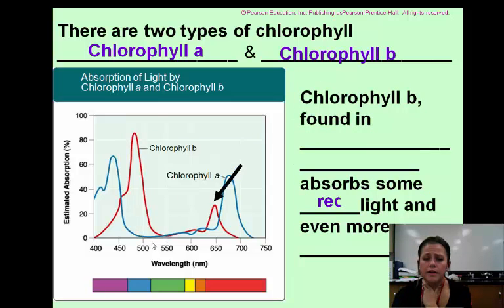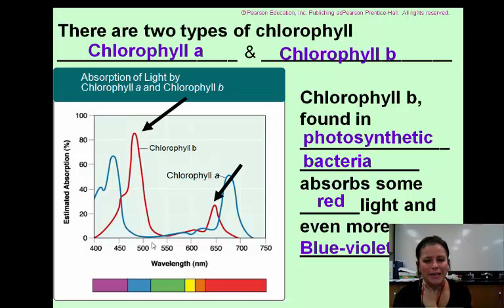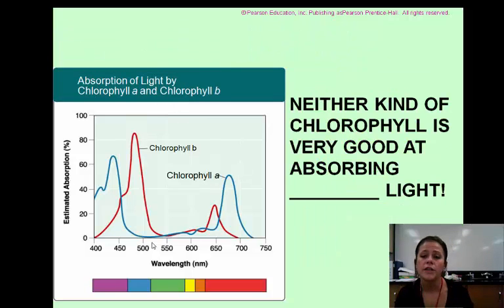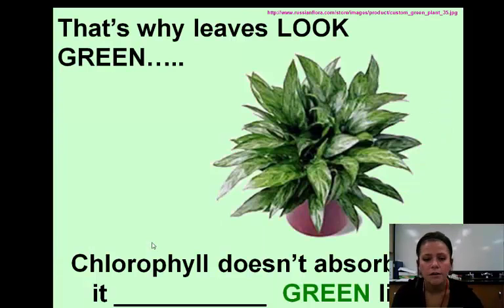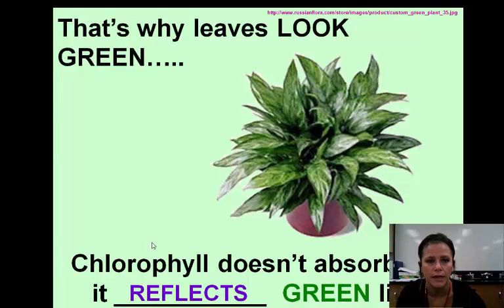Chlorophyll B is found in photosynthetic bacteria. It absorbs some red light and even more blue and violet light. Now, I can require you to know the colors of light that chlorophyll A and B both absorb, but you should know that they're not actually absorbing the green wavelength. They're reflecting that green wavelength. So neither kind of chlorophyll is very good at absorbing green light. So that's why leaves look green. Chlorophyll doesn't absorb it, it reflects the green light.